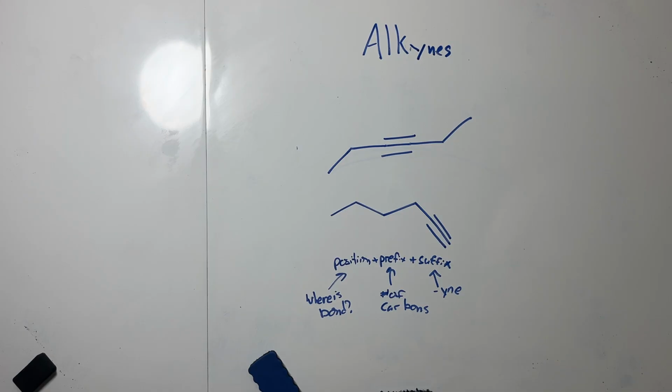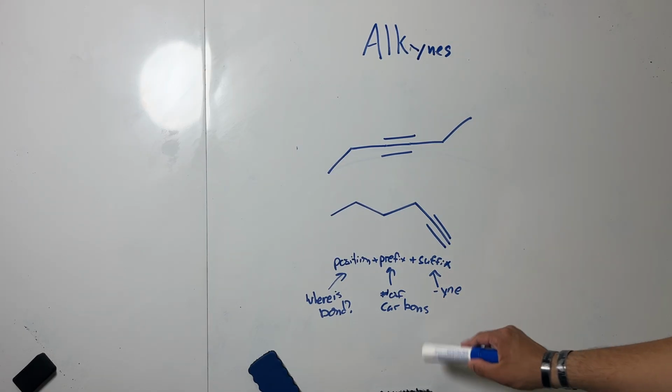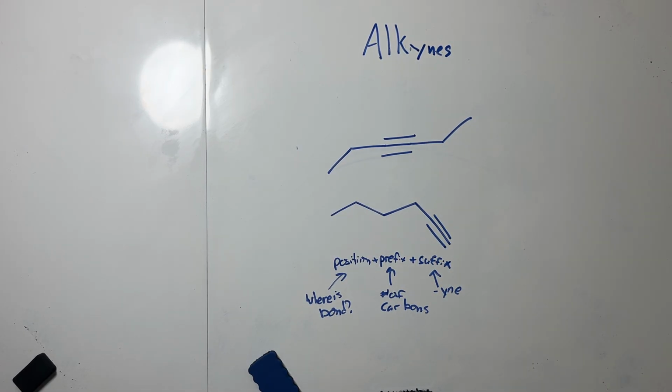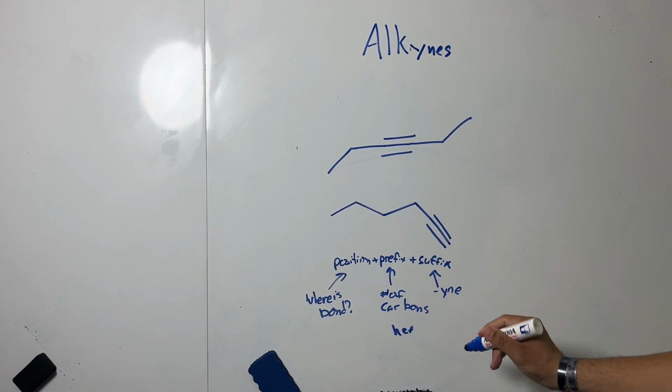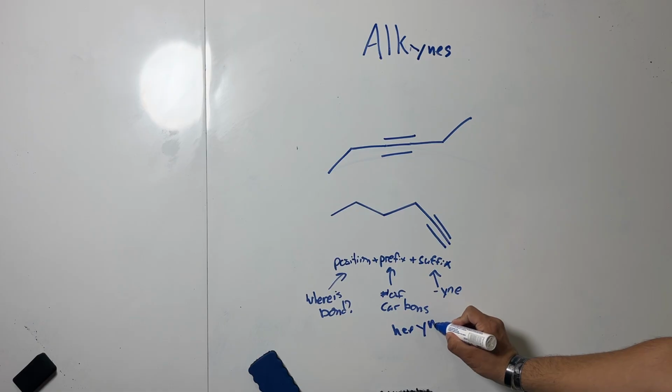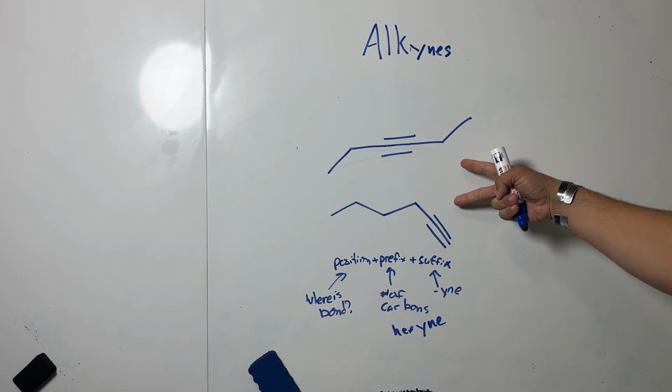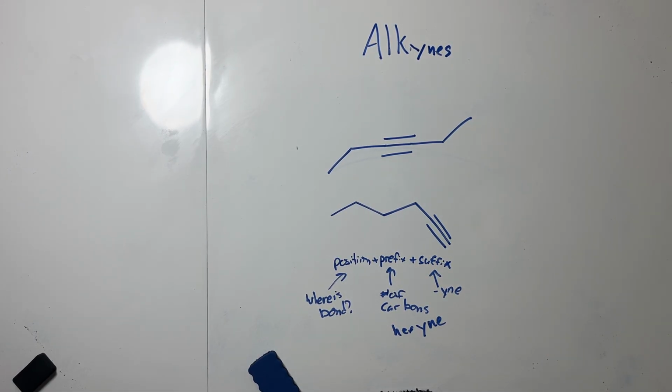Well, like I said, it's pretty similar. We have a prefix, which is the number of carbons. These are all 6 carbon chains. So it would be hex, and use the suffix "-yne", so it would be hexyne. These are both hexyne, just 2 different forms of hexyne.